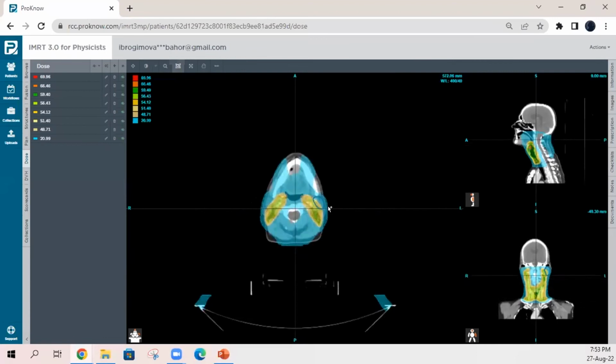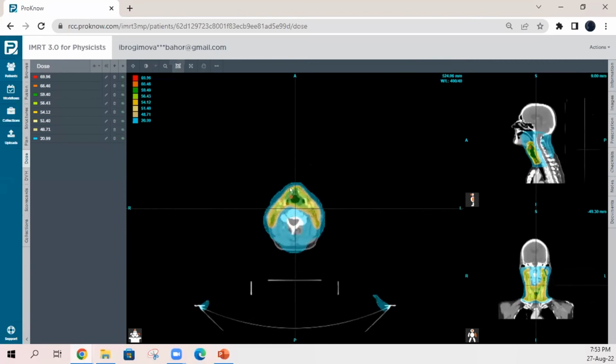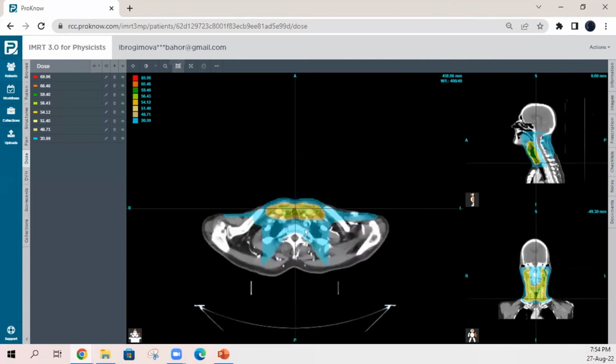And you can see even the 50%, it's almost reaching everywhere. So he did not use any avoidance. He did not use the normal tissue objectives. He did not use rings, nothing. The dose was spilled all over the patient body. And the third one will be the last case that I will discuss.